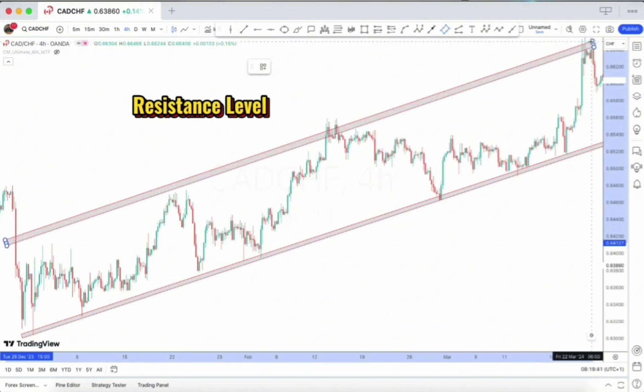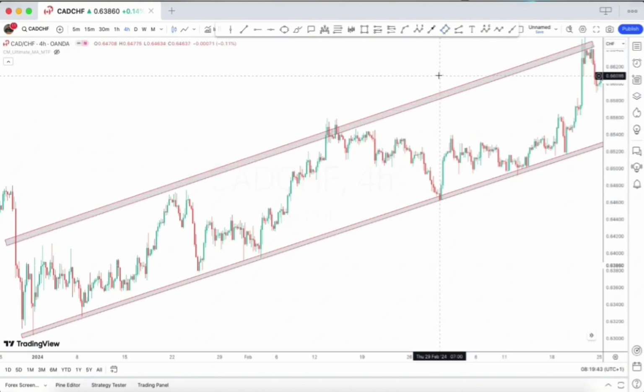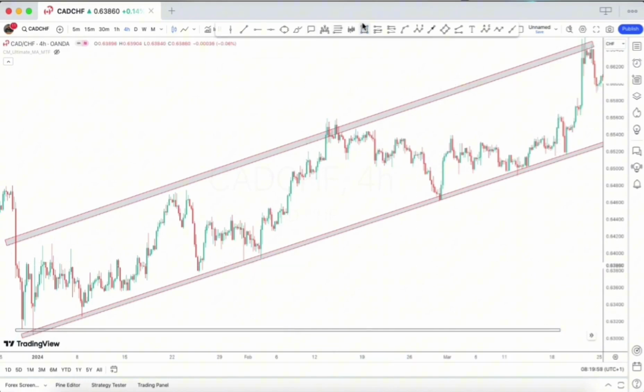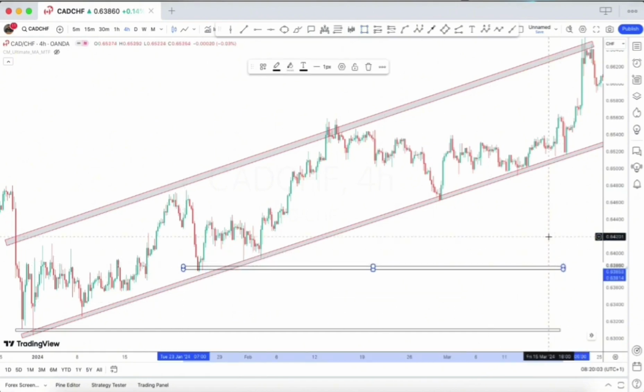So basically you only need a minimum of 2 touches of the support level and a minimum of 2 touches at the resistance level to make a valid support and resistance. Okay, so the most important levels right now are these structures right here. This structure is a support structure. We can also pick this as our support structure.